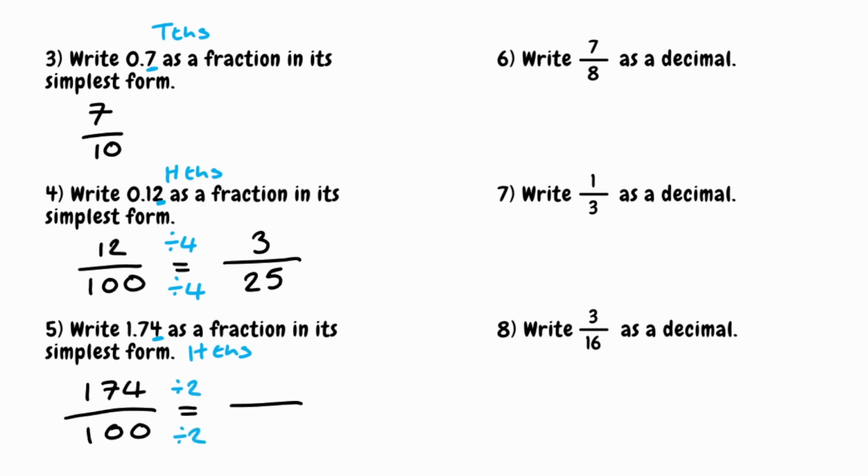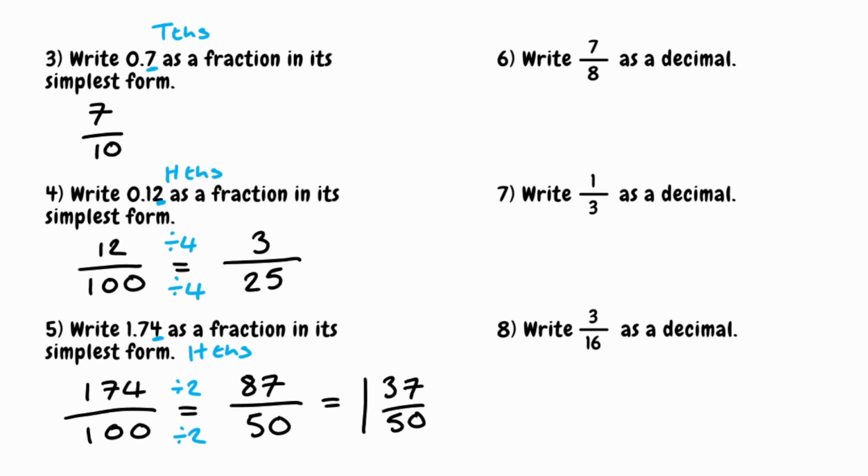So that means I can divide the top number by 2, and I can divide the bottom number by 2. So 174 divided by 2 gives me 87, and 100 divided by 2 gives me 50. So as a fraction in its simplest form, 1.74 is equivalent to 87/50. So we can leave it as an improper fraction. However, if we were asked to leave it as a mixed number, we could change this into 1 and 37/50.